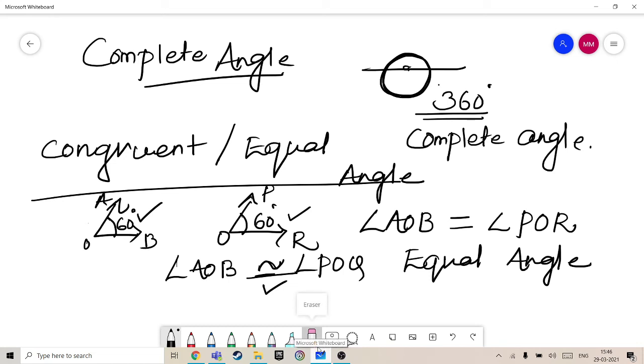Now what is complete angle? If the angle is equal to 360 degree, then that angle is called complete angle or whole angle. Or congruent or equal angle is if the two angles are of same measure. That is, if one angle is 60 degree and another angle is also 60 degree, then both angles are congruent or equal angle.